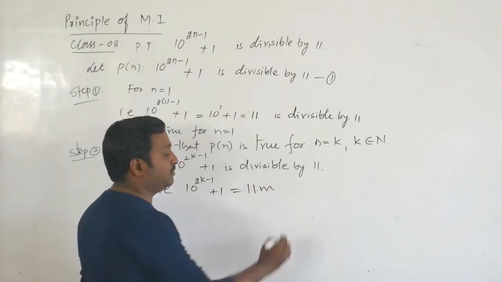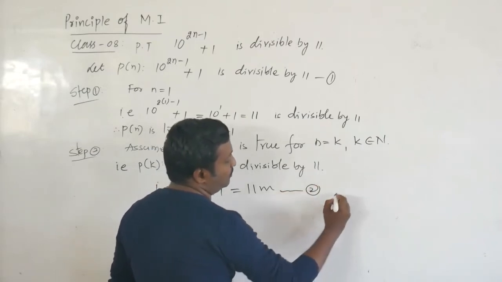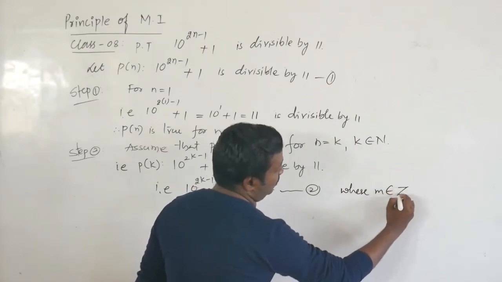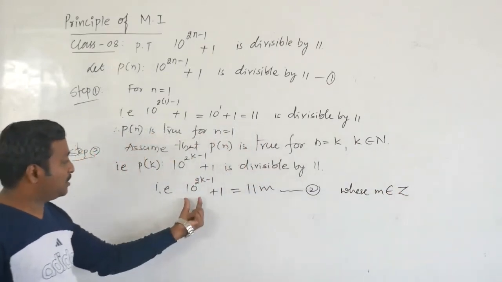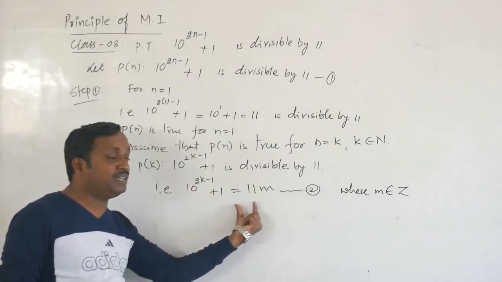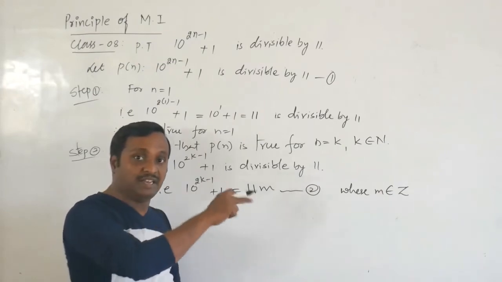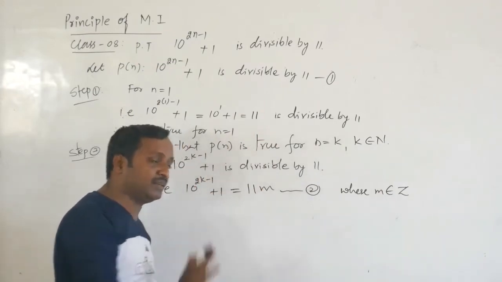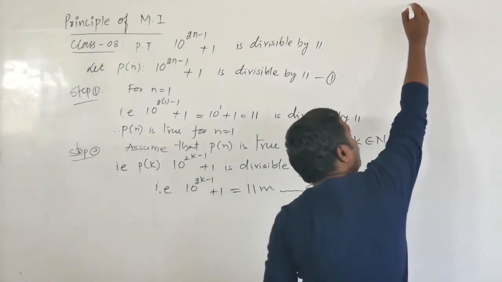Let us call this equation number 2, where m is any integer. Whoever has not understood this point, look. This 10 raised to 2k minus 1 plus 1 is divisible by 11 means it is 11 into m. Where did m come from? Whoever understood what I said earlier will get it. Whoever has not understood, look once again from the start. So it is divisible by 11. It looks like this. So now come to the point.